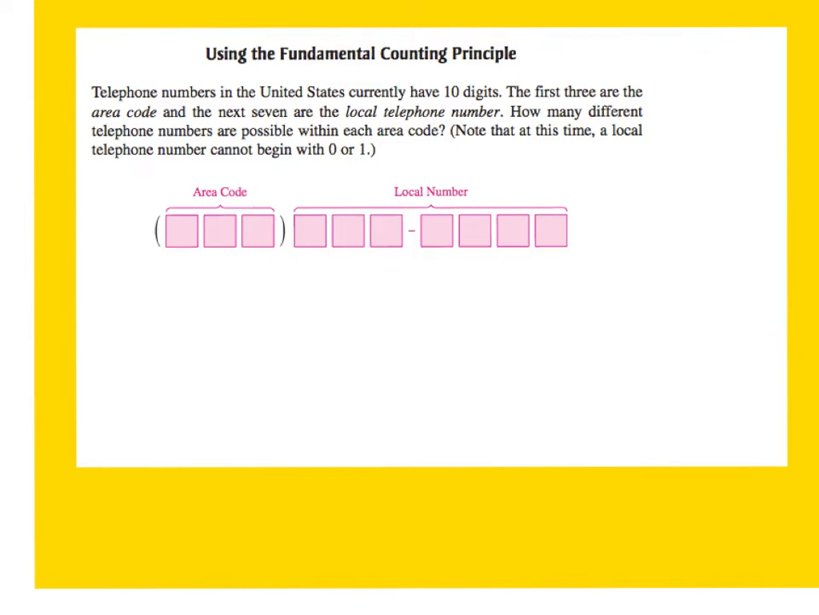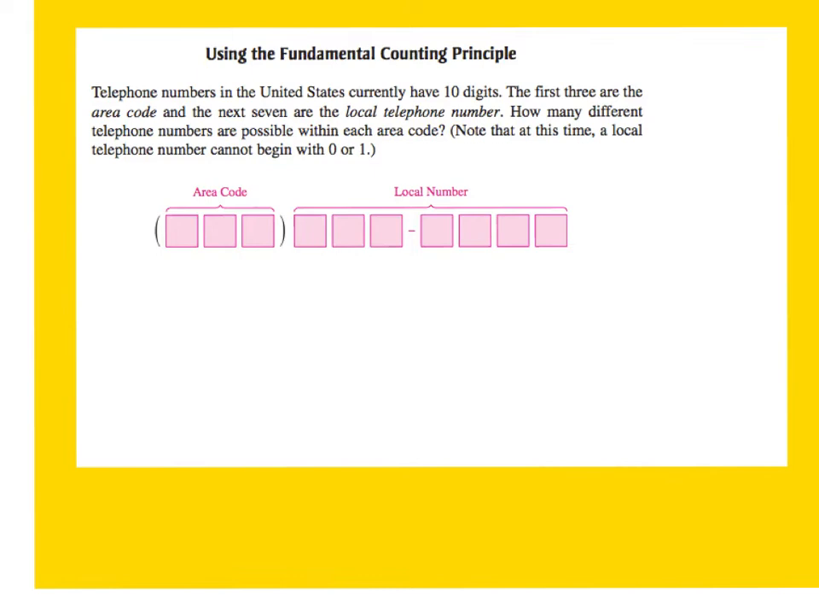All right, let's see, somebody talks on the telephone a lot. McKinley, go for it. Telephone numbers in the United States currently have 10 digits. The first 3 are the area code and the next 7 are the local telephone number. How many different telephone numbers are possible with each area code? Note that at this time, the local telephone number cannot begin with 0 or 1.